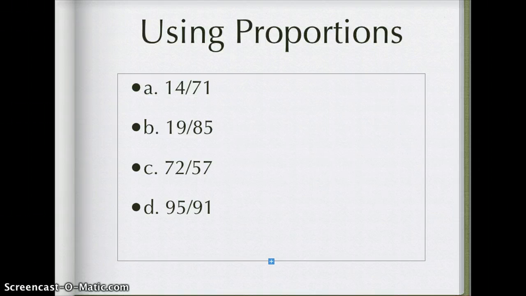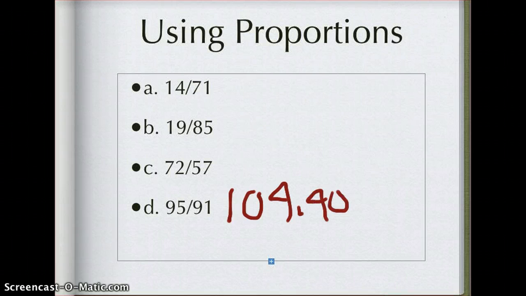Oops, my stuff just disappeared. Sorry about that. This next one should be over 100 as well because 95 is bigger than 91. So for this one, I want to set it up as 95 divided by 91 equals x over 100. When I do that, I get as my answer 104 point something. Let's see, it looks like it's going to round to 40%. Again, it's over 100 because 95 is bigger than 91. All right, hopefully you did okay on those.